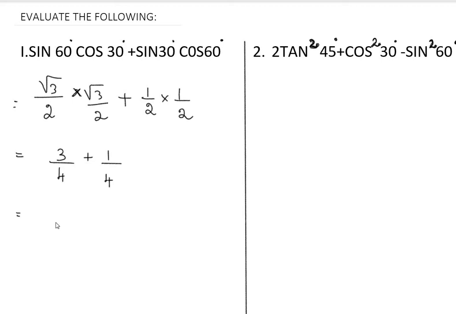Now we have the same denominator, so we can add the numerators as it is. 3 plus 1 is 4. So 4 1s are 4, 4 1s are 4. So 1 by 1, that is 1. So my answer is 1. And shall we go to the second sum?